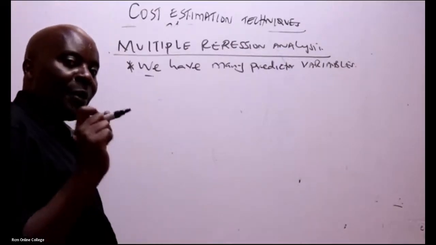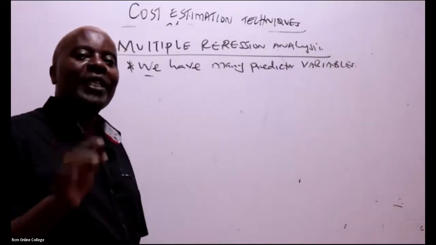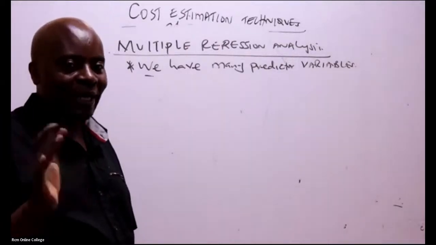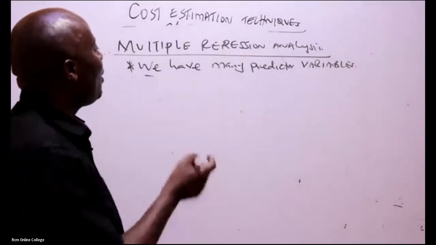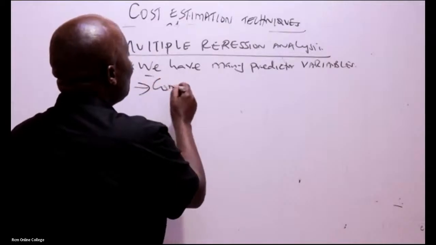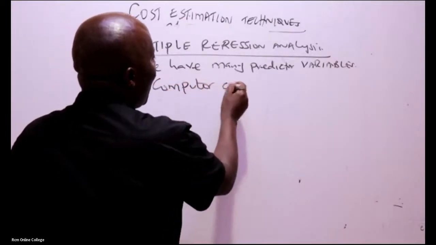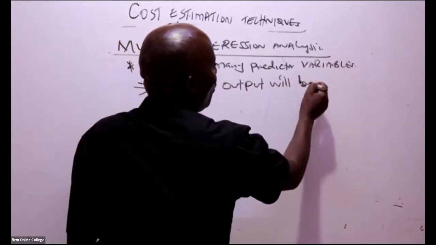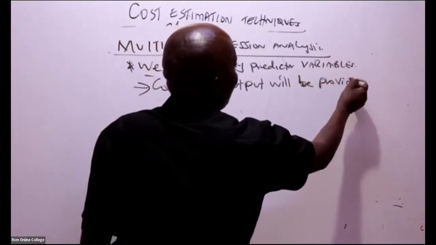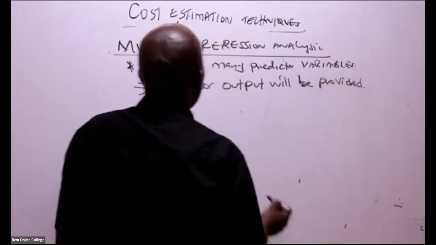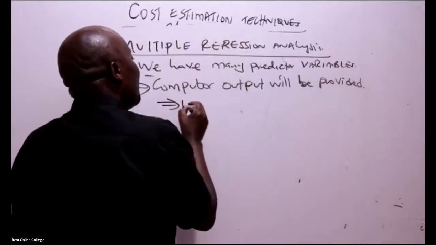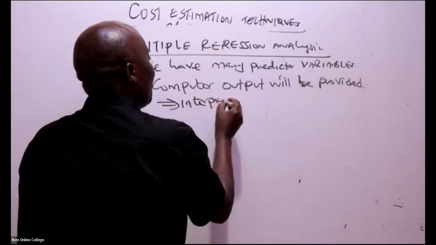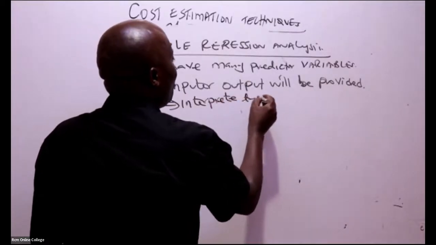So when you are given many predictor variables, the examiner will not examine you in terms of getting the values of B and A using formula. He will give you a computer output. A computer output will be provided, and then our work will be to interpret the output.